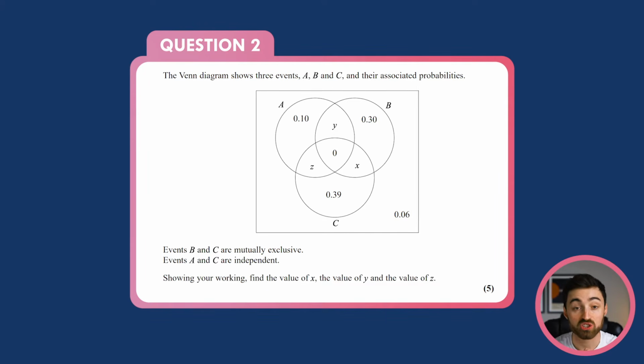What does mutually exclusive mean? It means they can't happen together. So it's like winning and losing a football match. You can't win and lose a football match. So if two things are mutually exclusive, in this case B and C, it means that the probability of B and C happening together is 0.